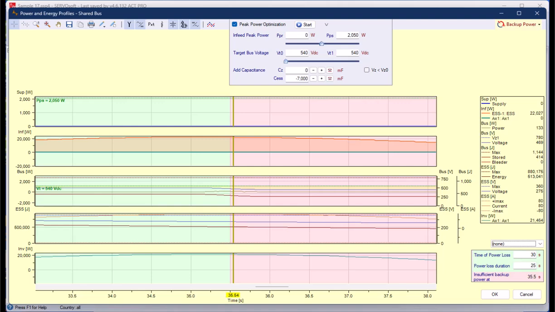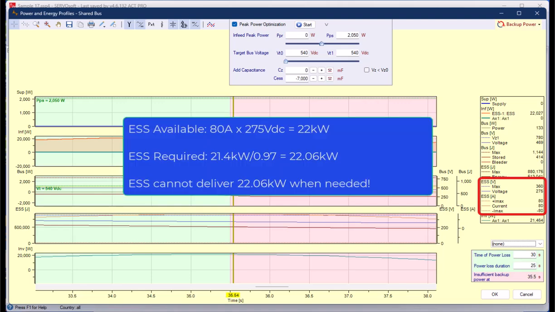The ESM is running at maximum current of 80 amps. As energy is taken from the ESS, the capacitor voltage decreases to 275 volts. 80 amps times 275 volts equals 22 kilowatts, but 21.4 kilowatts divided by 0.97 equals 22.06 kilowatts that is needed. This means the ESS could not deliver the peak power required at that moment.